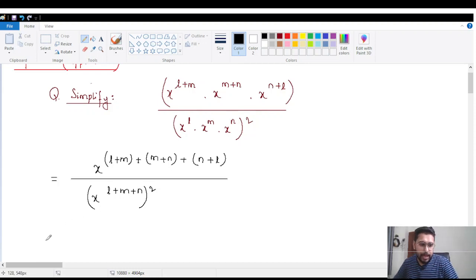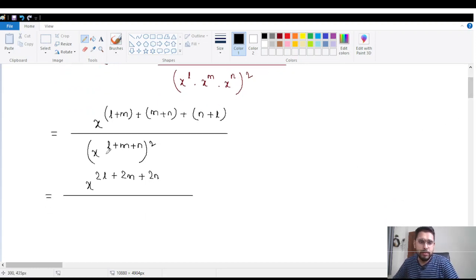So now, in the next step, we are going to add all of this. When you add all of this, you can see that there is an L, there is an L, which means there is 2L, plus there is an M, there is an M, which means there is 2M, plus there is an N, there is an N, which means there is 2N.